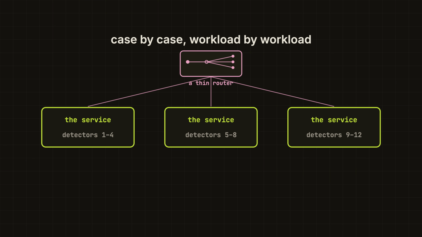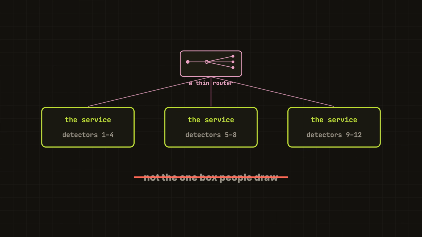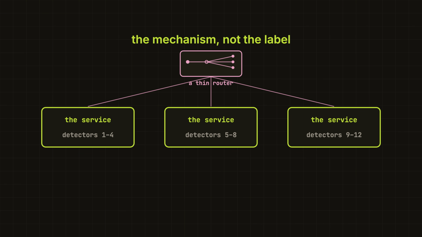And look at where they actually landed. Several copies, each doing a different part of the job, with a router in front. That is not the one box monolith people draw in the comparison diagrams. It is a fleet of parameterized copies behind a router. And the useful thing there is the mechanism, not which label wins.